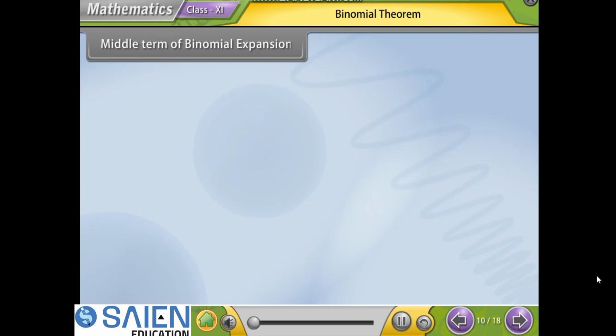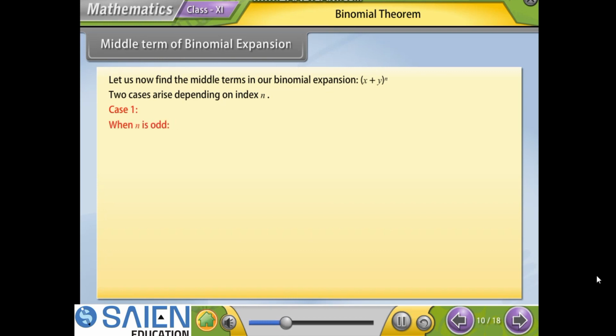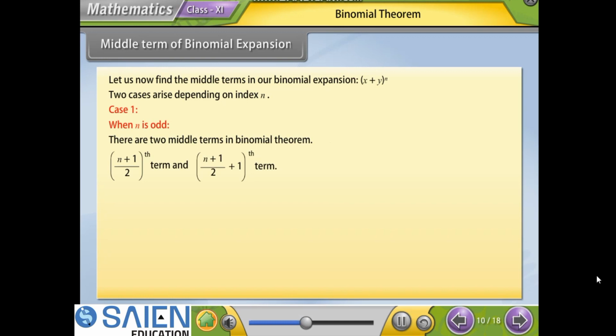Middle term of binomial expansion. Let us now find the middle terms in binomial expansion x plus y raised to power n. Two cases arise depending on index n. Case 1. When n is odd. There are two middle terms in binomial theorem: n plus 1 by 2th term and n plus 1 by 2 plus 1th term.